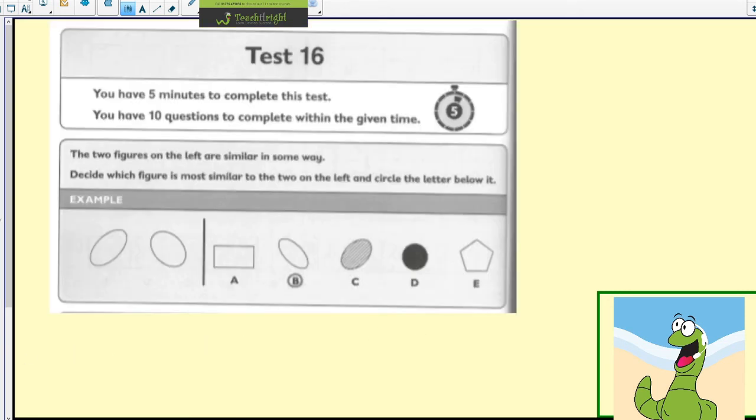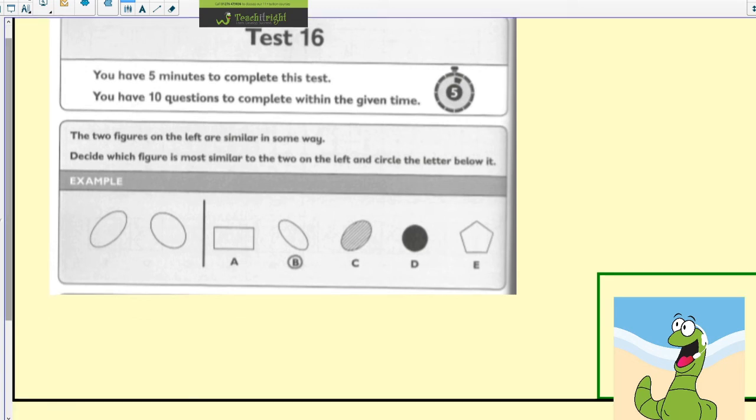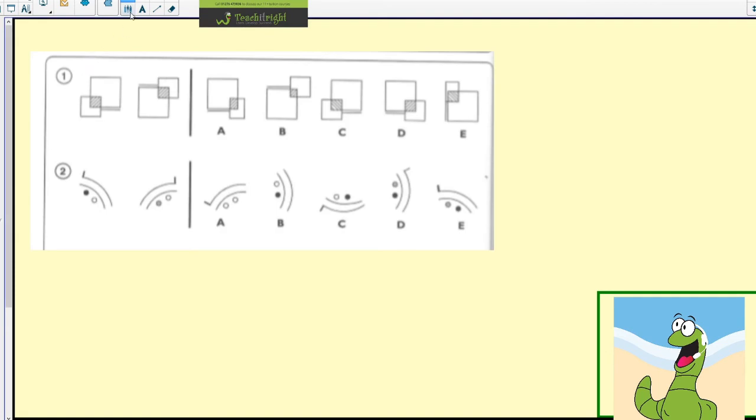Right, guys, well done. Let's get ready for question 16. Right, guys, so 16 and 17 are actually more coding and find the most similar. So we'll run through them together now. Test 16 is all about finding the most similar. So let's go through and do the answers. We've got 1 and 2, so 1 is D, and 2 is E.